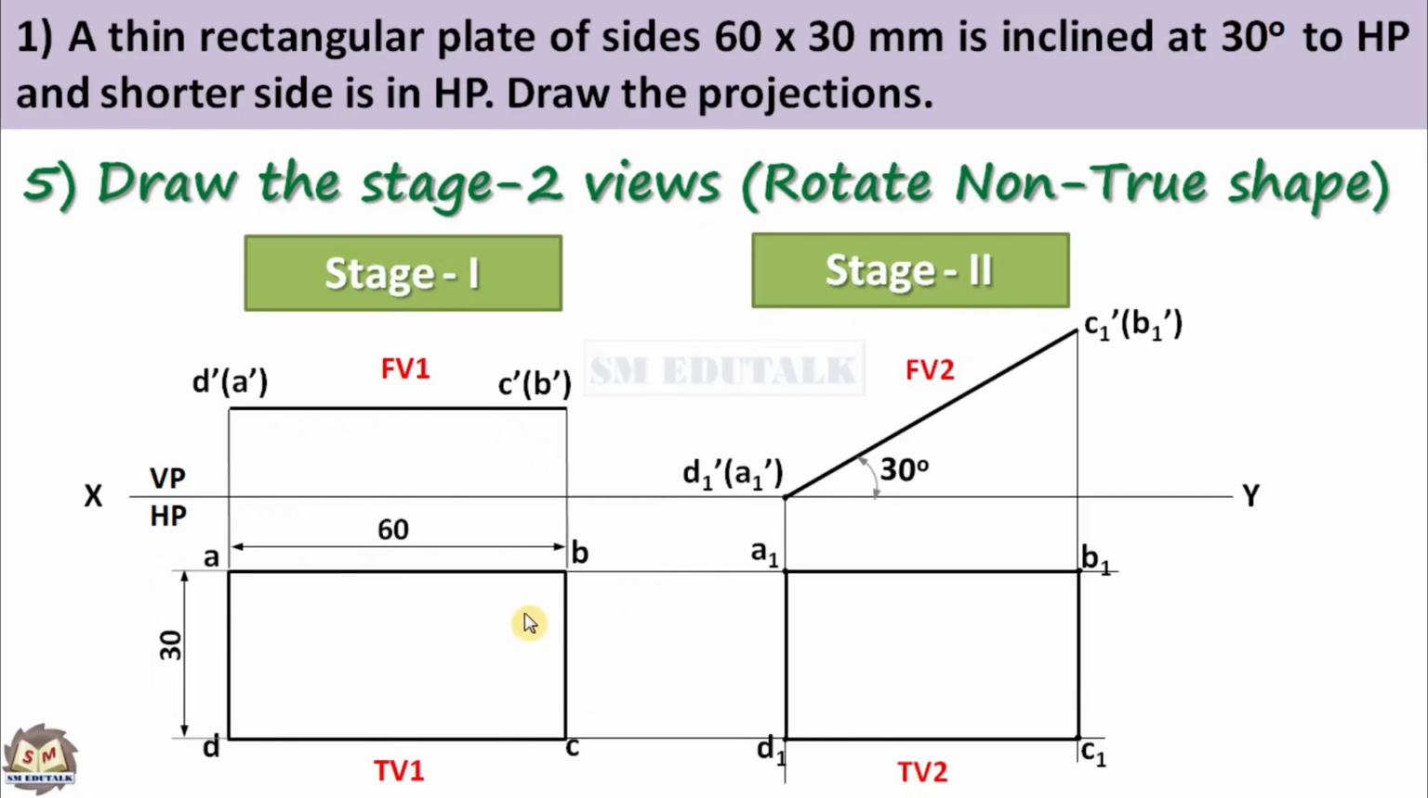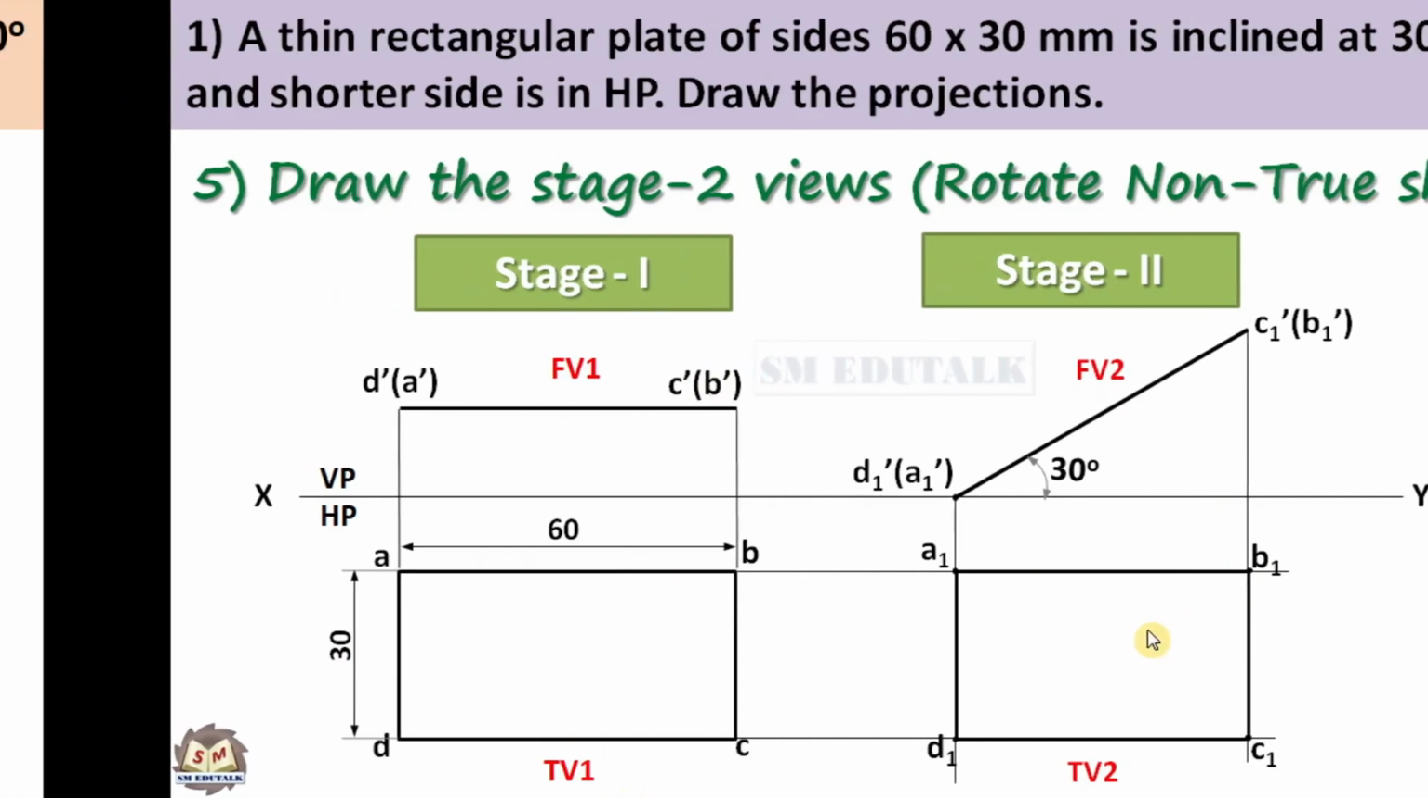So finally, please check whether you have done the dimensioning for the object in stage 1 and the inclination in stage 2. And always remember, you have to use thick lines for only drawing front views and top views of the object. All the other lines should be drawn using thin lines.